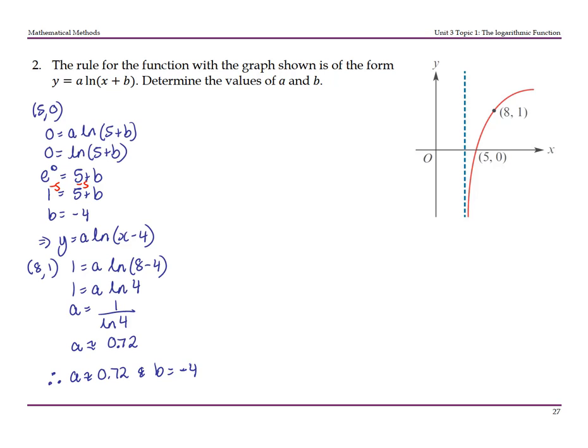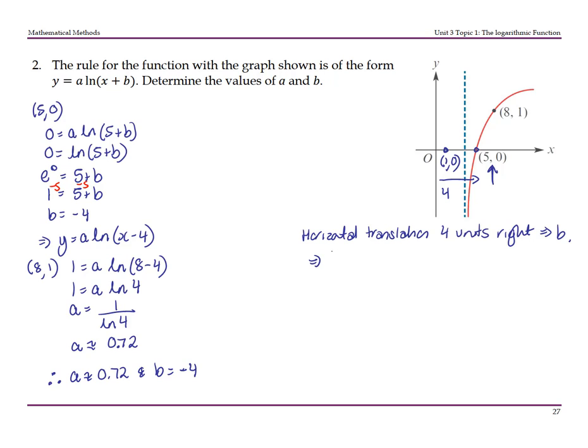Could we have done that using our graph? We don't know where that asymptote is, so we can't start with that, but we can use this (5, 0) point. On our standard graph, we go through (1, 0). So that has moved to the right 4 units. Okay, so we now have a horizontal translation of 4. Now that horizontal translation is giving me my b value.